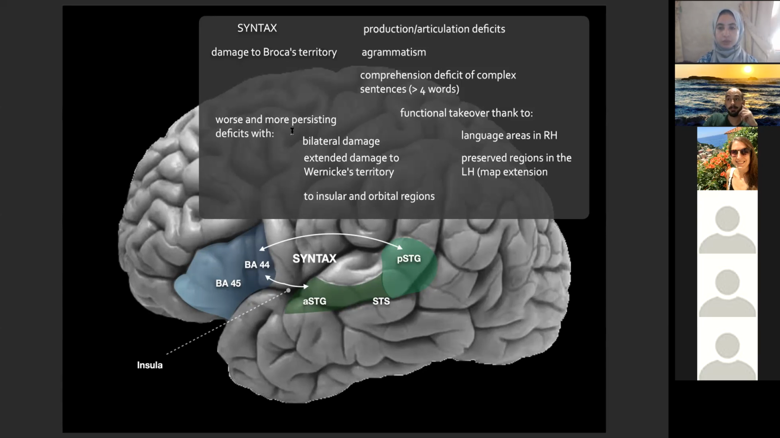But then the rule of thumb is: when is it the case that you get worse and more persisting deficits? In many cases, if you have a specific selective lesion of your Broca's area, after a few weeks you are going to be much, much better. In some cases, if your lesion is only in one hemisphere and localized, you are going to recover all of your deficits. How is that possible?